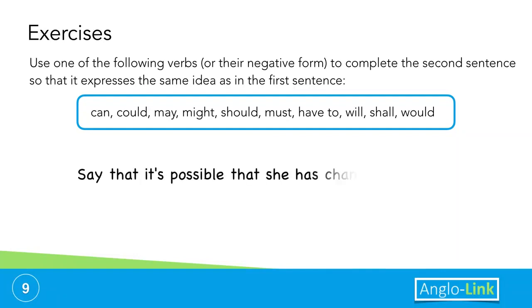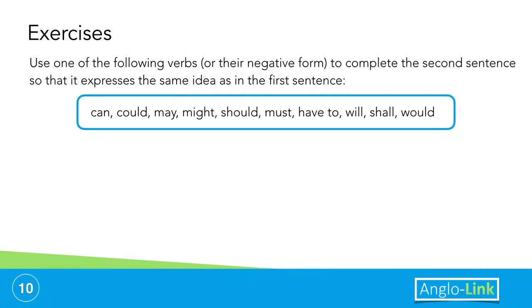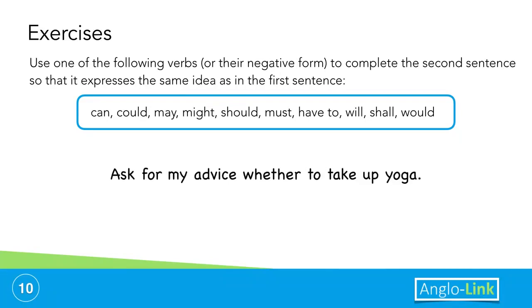Number 9. Say that it's possible that she has changed her mind. A possibility in the past, 3 potential modal verbs. She may have changed her mind, she might have changed her mind, or she could have changed her mind. Number 10. Ask for my advice whether to take up yoga. The modal verb for advice, should. Should I take up yoga?